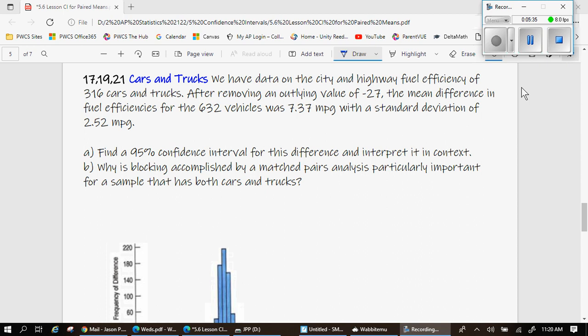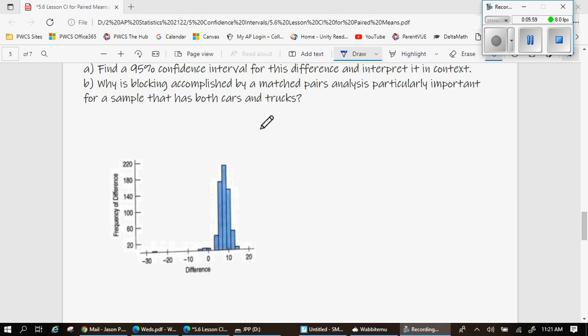So what I would want to do is pair my Prius's city and highway miles per gallon, and find the difference in those two measures. I'll take my truck and find the city miles per gallon and the highway miles per gallon, and I will find the difference. And if we did that for all 632 vehicles, 316 cars, 316 trucks, we found the differences in those two measures, we could create this histogram down here. This is a histogram of our sample of vehicles and the difference in their fuel economy for highway and city. And you can see it's skewed to the left, and they do mention in the problem that they have removed this outlier.